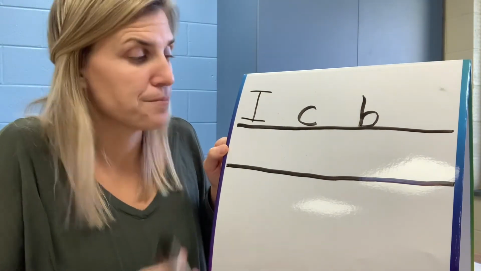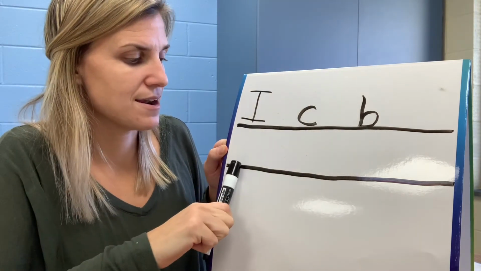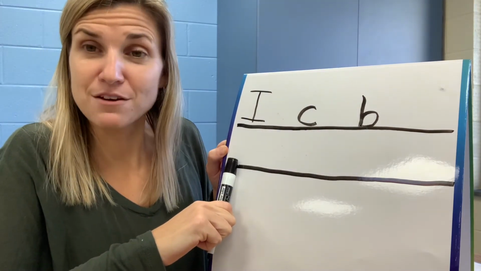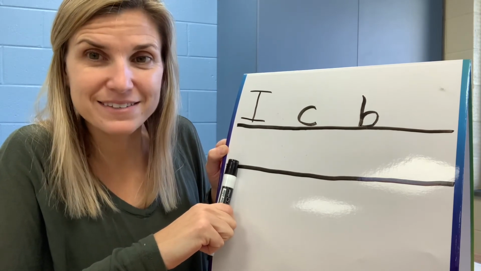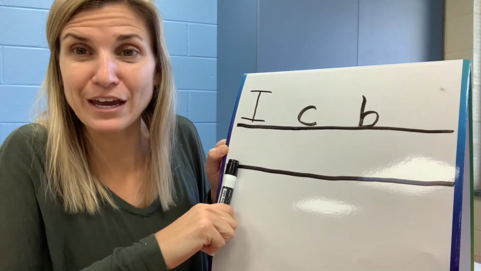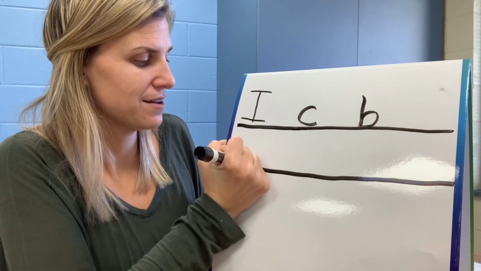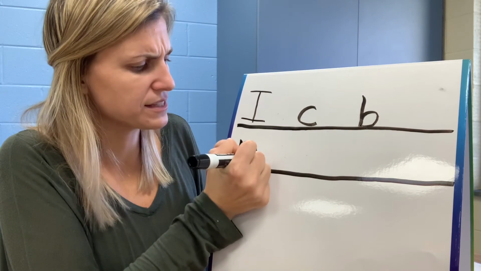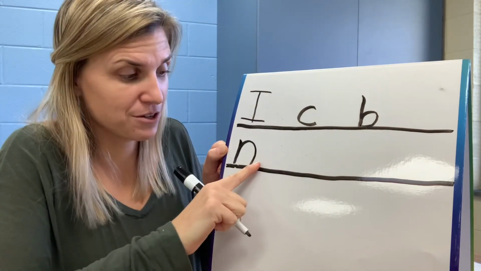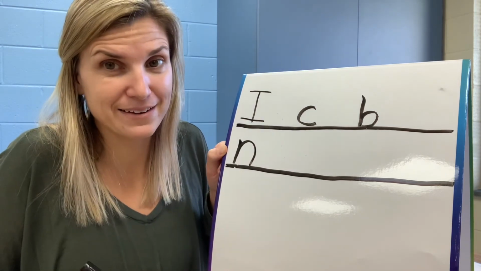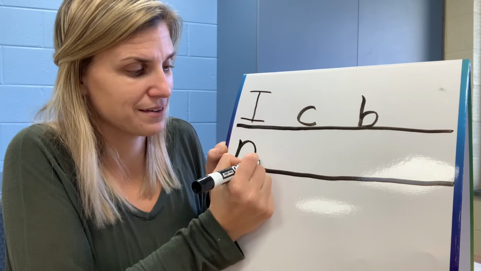So let's read. I can be nice. Tell me the first sound in the word nice. What do you think it is? Very good. So I'm going to write the lowercase letter N, and then there's just one last thing I need to do in my sentence. Do you think you know what it is? I'll give you a clue. It goes at the end. Punctuation. I'm going to put a period at the end.